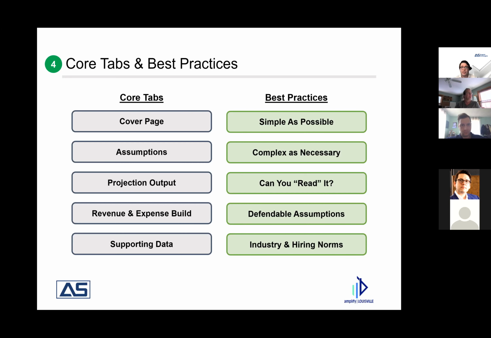Next, you have your projection output, which is, of course, showing the end result of everything that the model contains. In addition, you want to show your revenue and expense builds, which are, of course, the narrative of how you're building your revenue and, of course, the expenses associated with it. Last, you're going to want to have your supporting data, which is, of course, critical to showing all the different background research that you've done. This could be links to IBISWorld. This could be links to Census, Statista, whatever it might be.